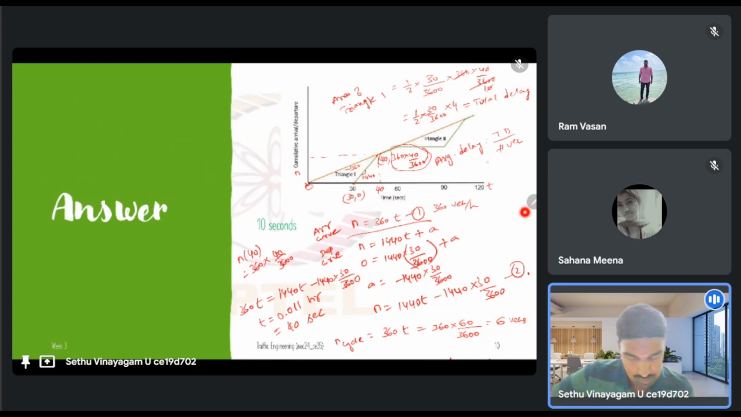So the average delay will be, whatever is the total delay, half into 30 by 3600 into 4, whole divided by 6. So the numerator will be actually 60. So this is 10 seconds. Okay, so that's how we get the average delay of 10 seconds in this whole cycle.